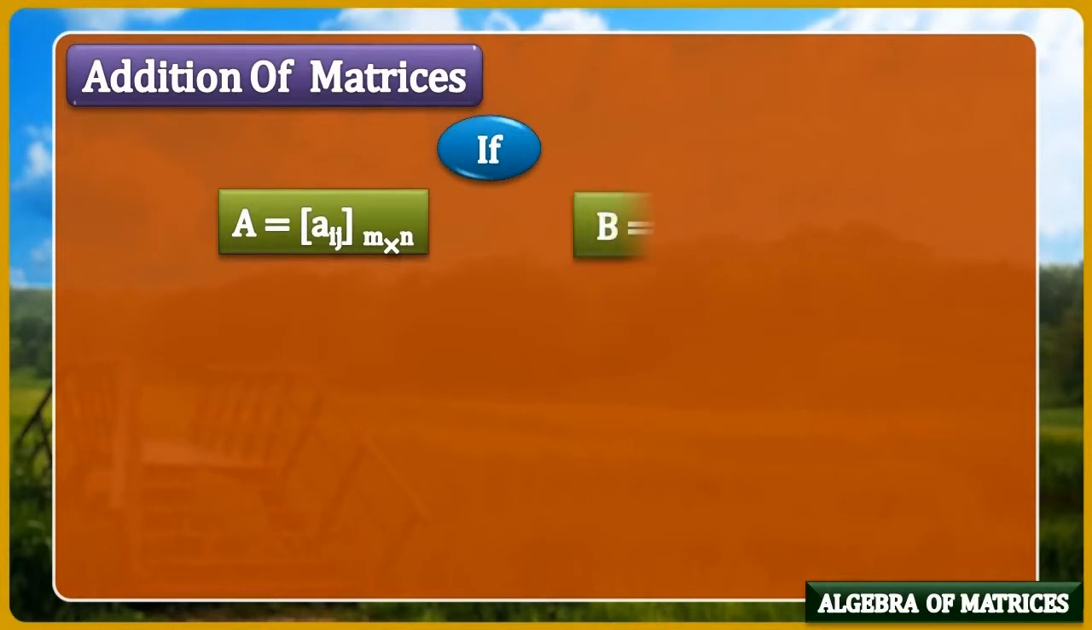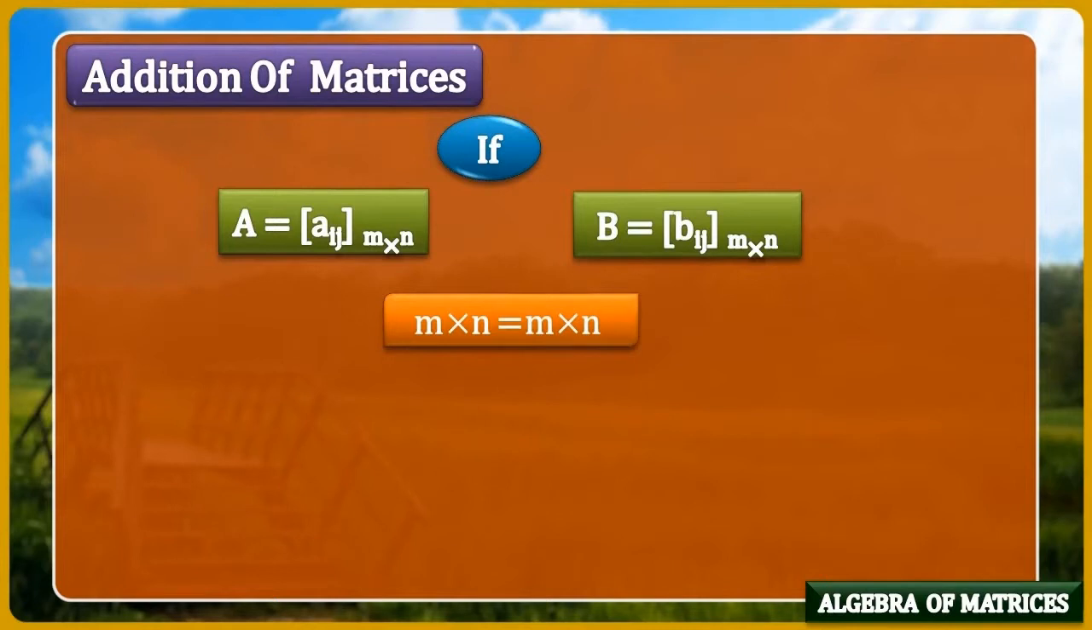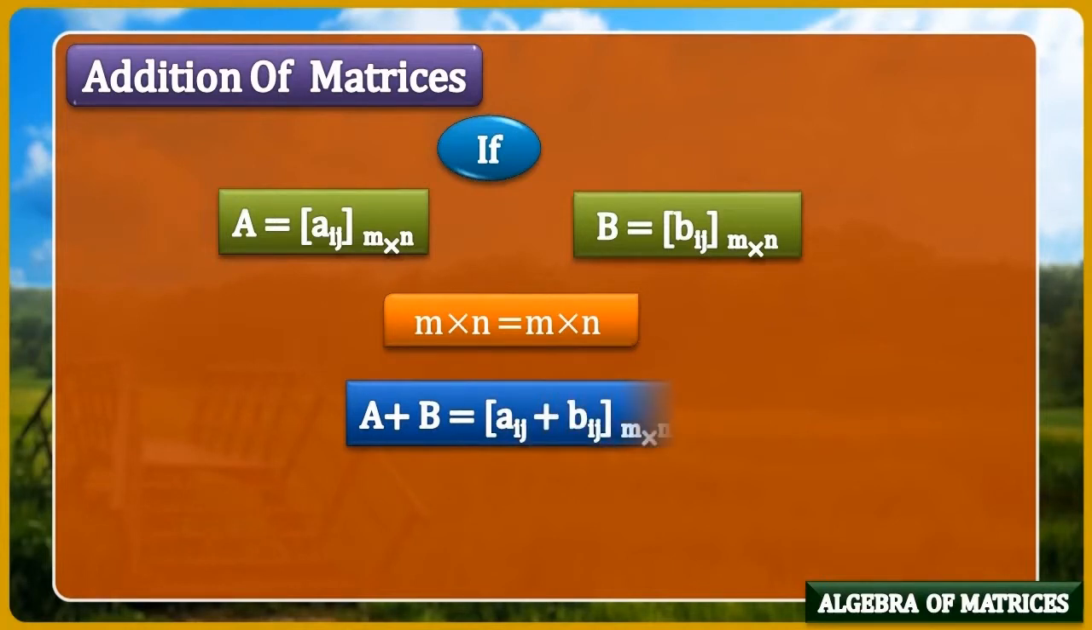Addition of matrices. If A equal to [a_ij] and B equal to [b_ij] are two matrices of the same order, say m by n, then the sum of the two matrices A and B is defined as the matrix A plus B equal to [a_ij plus b_ij] of the order m by n, for i equal to 1, 2 up to m, and j equal to 1, 2 up to n.